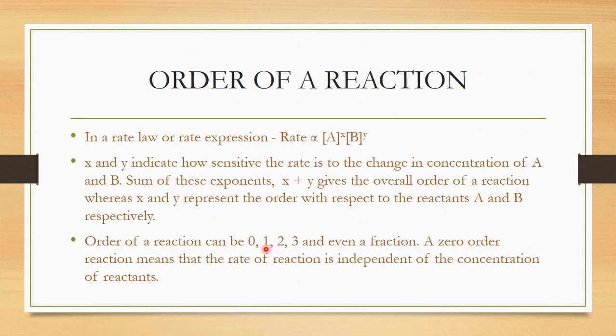Order of reaction can be 0, 1, 2, 3 and even a fraction. Zero order reaction means the rate of reaction is independent of the concentration of reactants. However, it may depend upon some other factors like presence of catalyst, presence of light, etc.